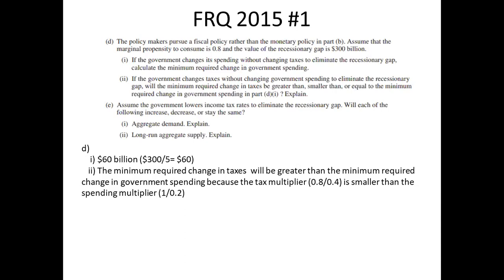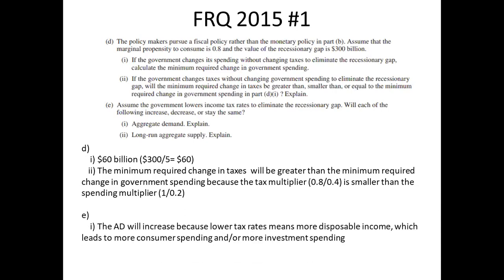Okay, so the tax multiplier is always going to be 1 less than the spending multiplier. This should be 0.8 over 0.2, which is 4, not 0.4, but it's still going to be less than the spending multiplier. So you need a bigger tax change than you do a spending change.